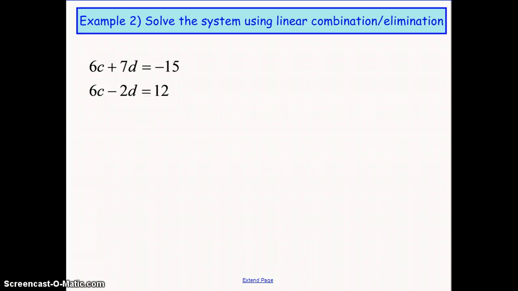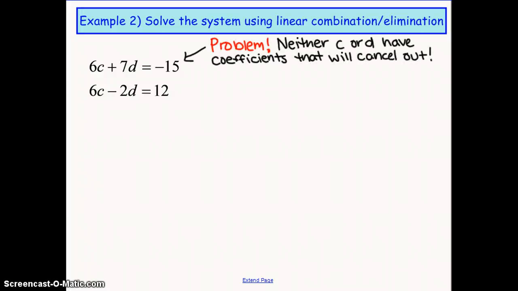Now, if we take a look at another example, here's a new system of linear equations, we see that we have a problem with using linear combination elimination. You see that neither the c or the d have coefficients that are opposites. So if we add them together, neither one of them will cancel out to eliminate one of the variables. So since neither c or d have coefficients that will cancel each other out, what we're going to do is we're going to change one of the equations so that they will.